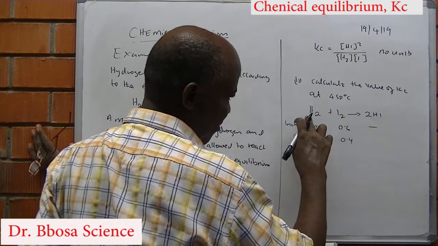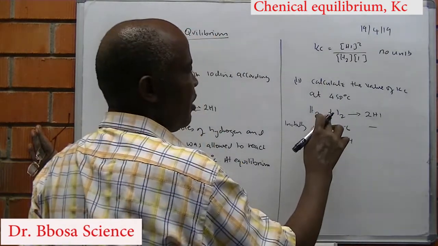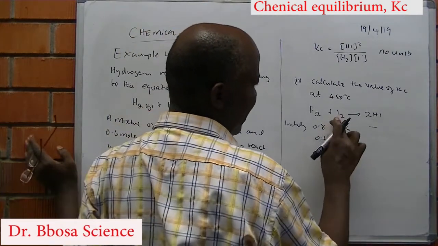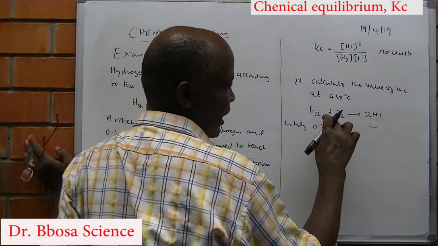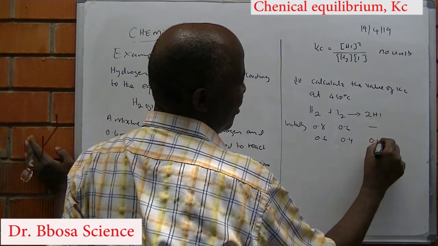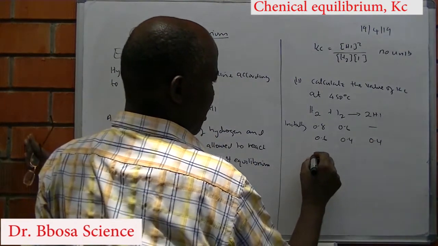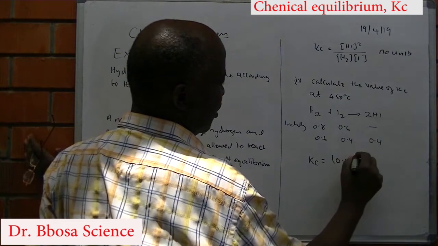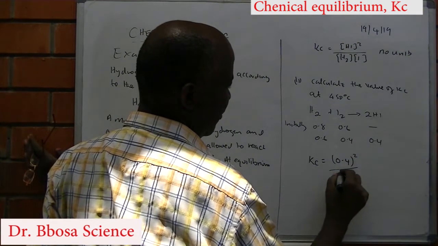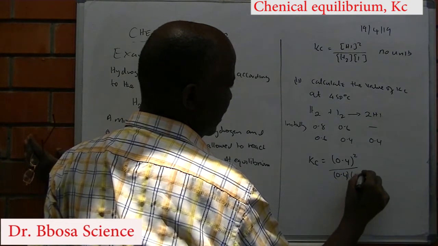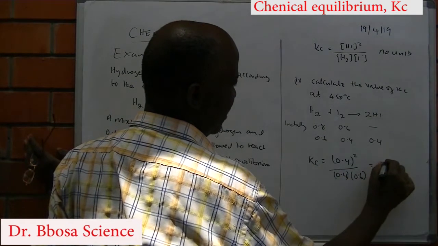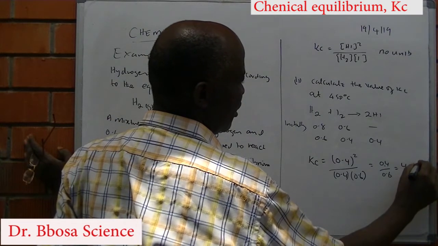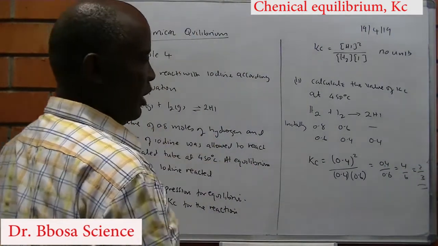But 1 mole reacts with 1 mole. When 0.2 moles of iodine react, 0.2 moles of hydrogen will react, remain with 0.6. When 1 mole reacts, 2 moles form. When 0.2 moles react, 0.4 moles form. Therefore, our Kc will be equal to 0.4 squared over 0.4 times 0.6, which will be equal to 0.4 over 0.6, which is equal to 4 over 6, which is equal to 2 over 3.